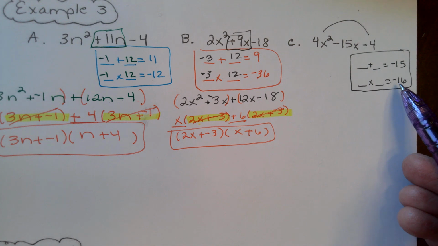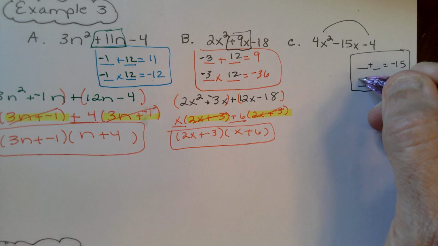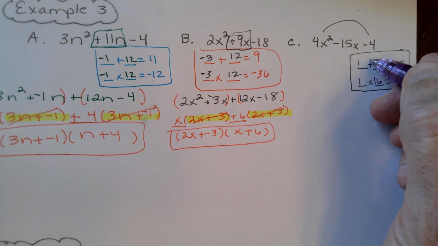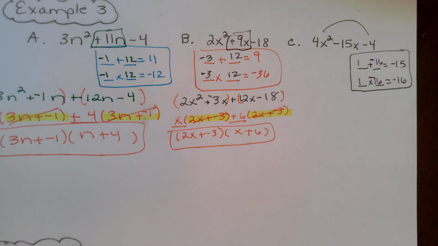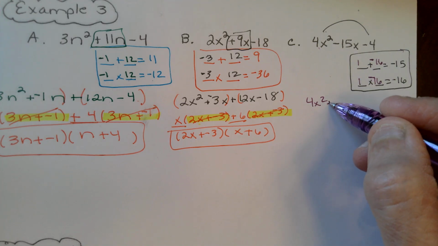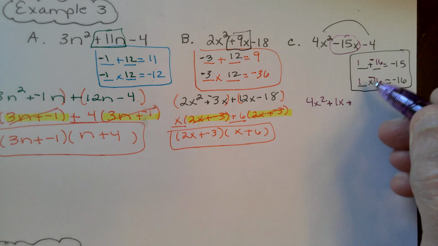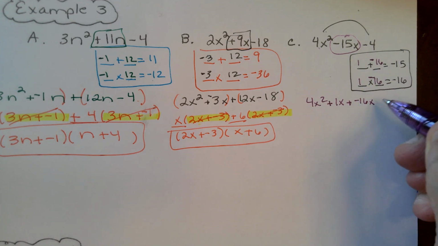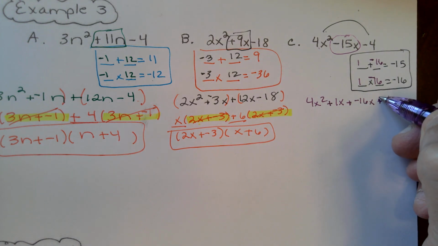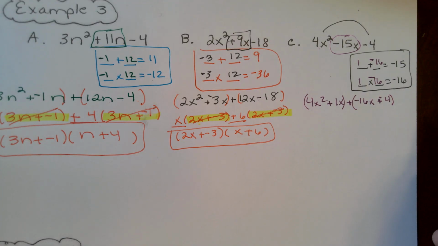1 and 15, and one's got to be negative, or 1 and 16. Yeah, that's going to work, isn't it? So it's 1 and 16. It's got to be a negative up here, so that means this is the negative in this case. Great. So we rewrite the first term, 4x squared, and then plus, I'm going to take that out and put this in place, 1x plus negative 16x minus 4, or plus a negative 4 if you want to do that, parentheses, and GCF.